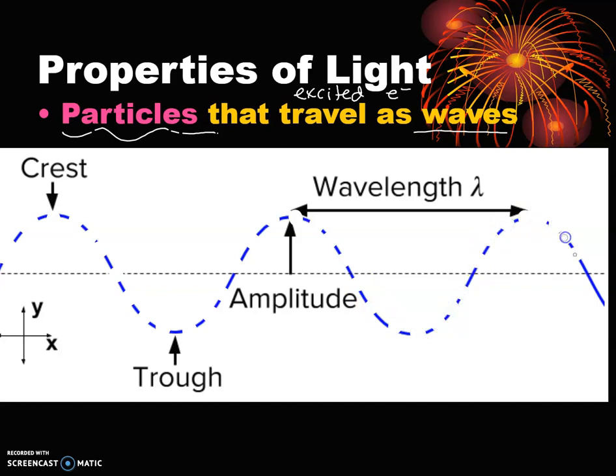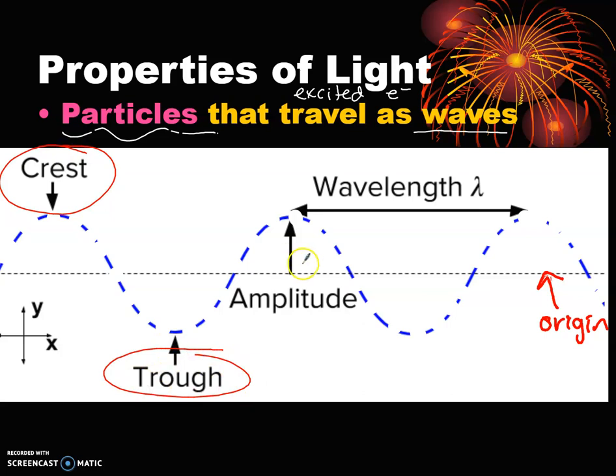All right, so when it comes to our different particles, there's a couple of things that we need to point out. There is this center line right here, which is going to be your origin. Okay, and this origin is what everything fluctuates around. The top of a wave is called the crest, the bottom of the wave is called a trough, the height or the depth of a wave is called the amplitude, and that is the distance between the trough and the origin, or the crest and the origin.